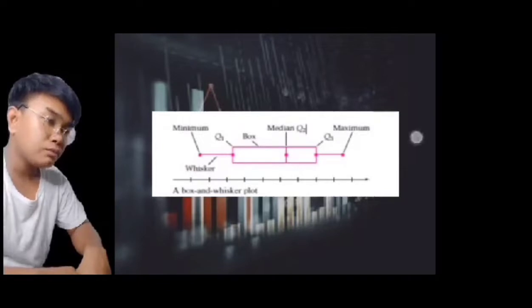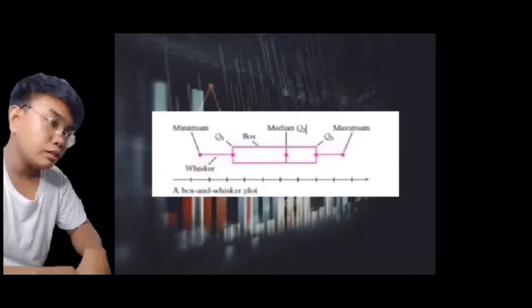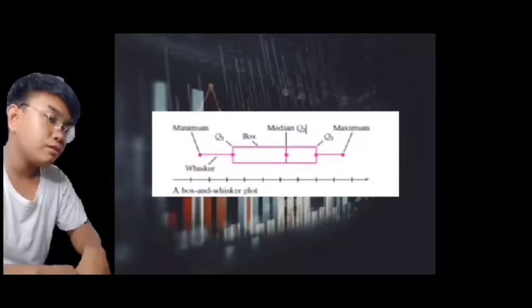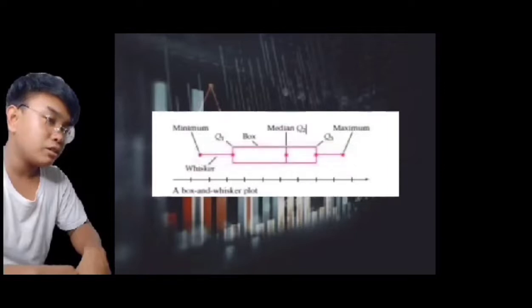From maximum to quartile 1 to median to quartile 2 and quartile 3 to maximum. The minimum value is based on the given data and the maximum value is based on the given data.